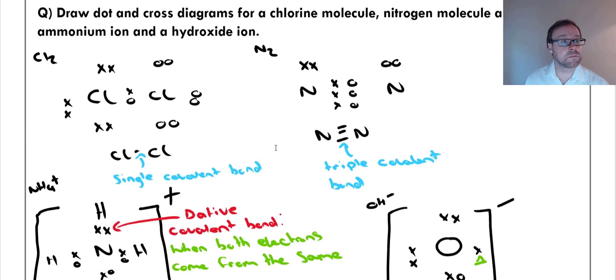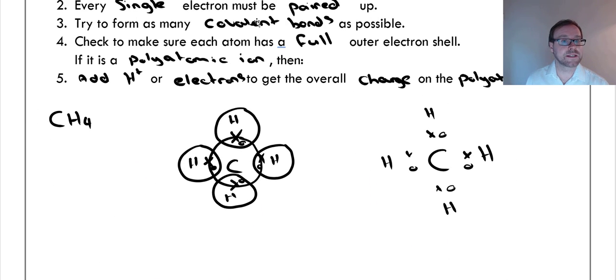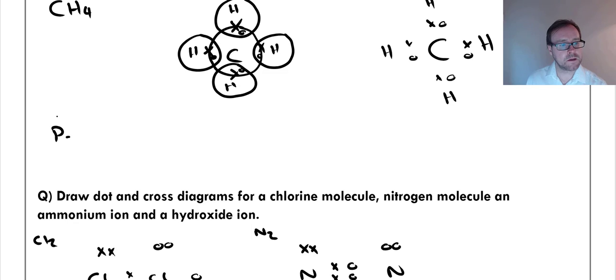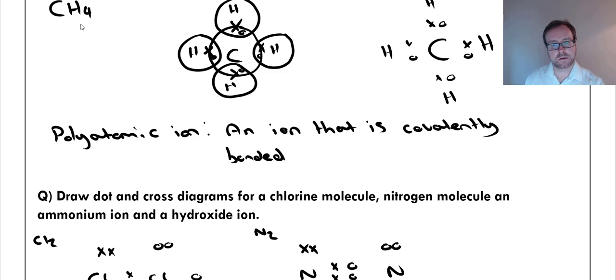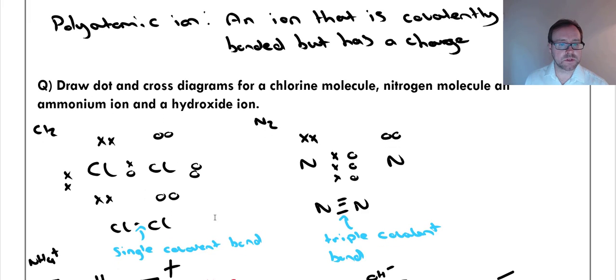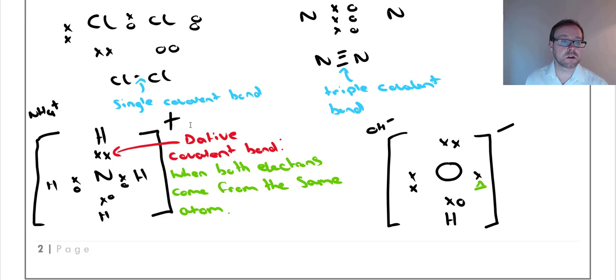The last thing I want to go back to is defining a polyatomic ion, which I've talked about here. A polyatomic ion can be described as an ion that is covalently bonded but has a charge. Within this ion, we have some covalent bonds, such as here, but it's also got an overall charge, so it's an ion.